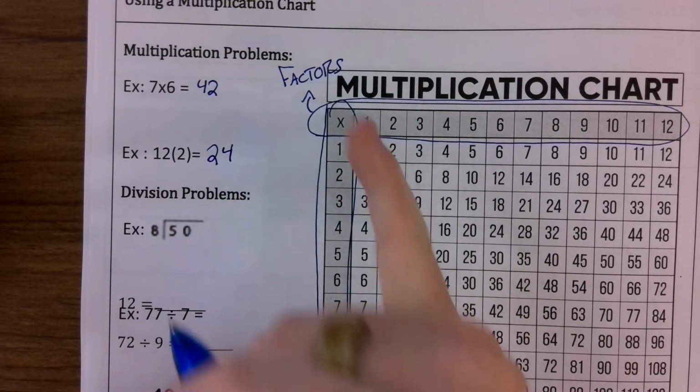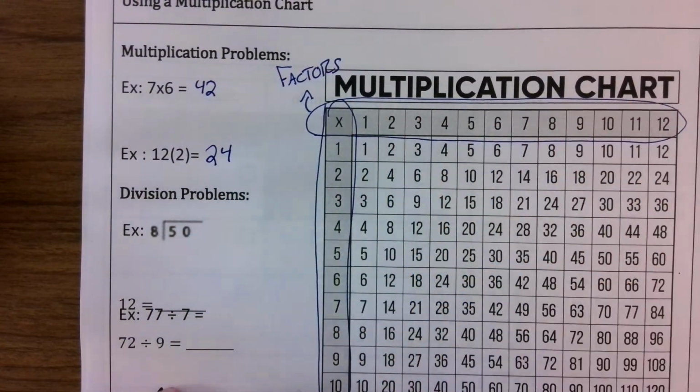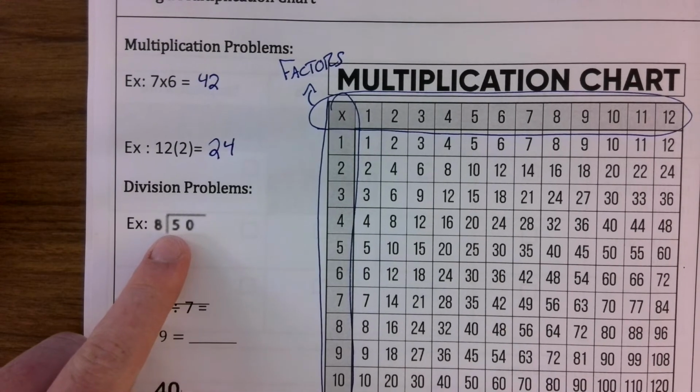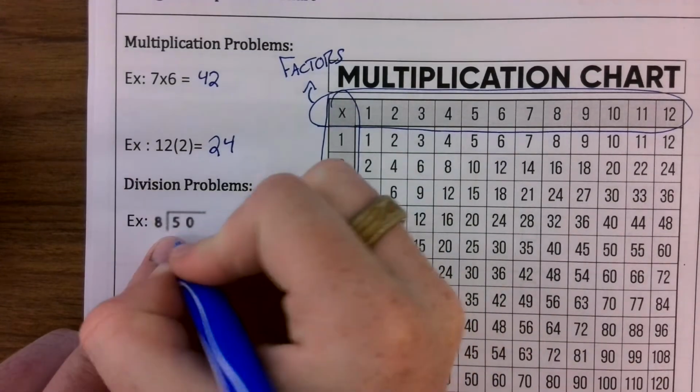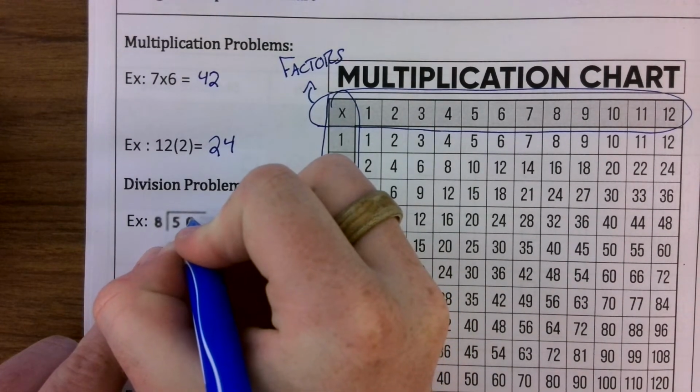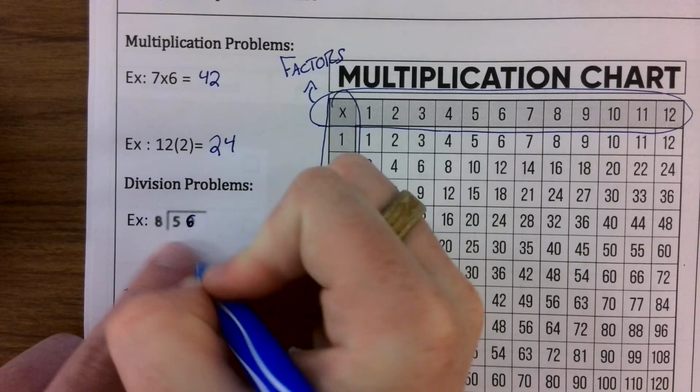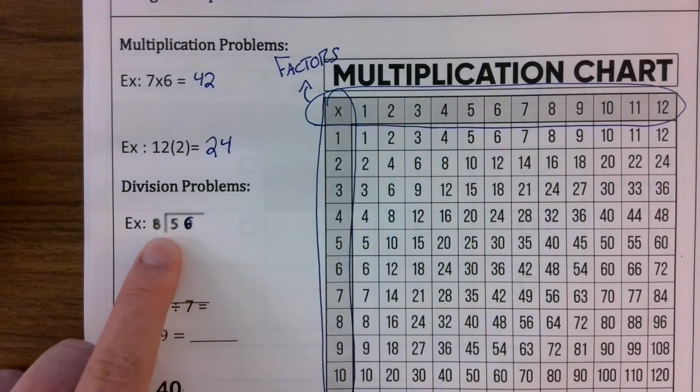Now, you might be thinking, this is a multiplication chart. How the heck does it help us with division problems? Let's find out. This is a bit of a rough problem. This one has decimals, so I'm going to modify it. We're going to make this into 56. So we're going to do 56 divided by 8.